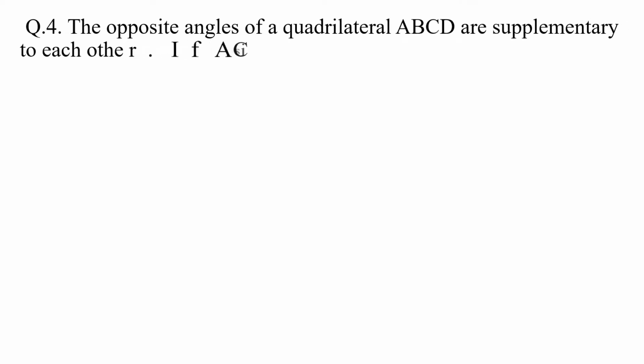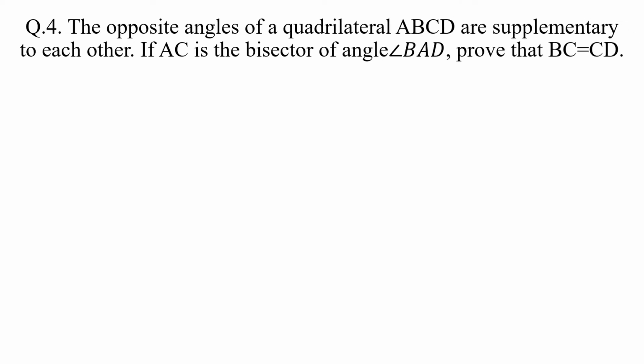Let's see. Question 4: the opposite angles of a quadrilateral ABCD are supplementary to each other. If AC is the bisector of angle BAD, prove that BC equals CD. That means in this quadrilateral ABCD, opposite angles are supplementary to each other. B and D are supplementary, A and C are supplementary. And AC is the bisector of the angle BAD, so AC divides the angle BAD into two equal parts.